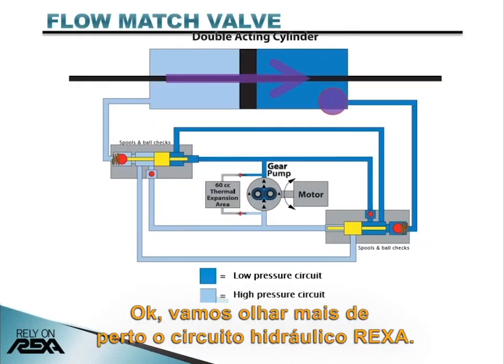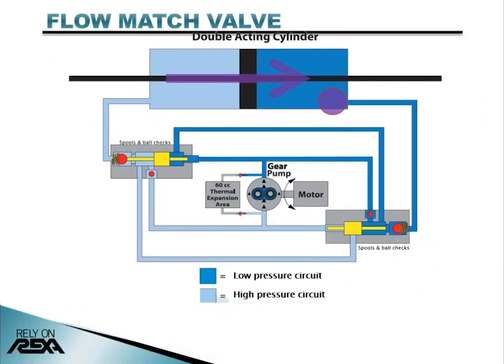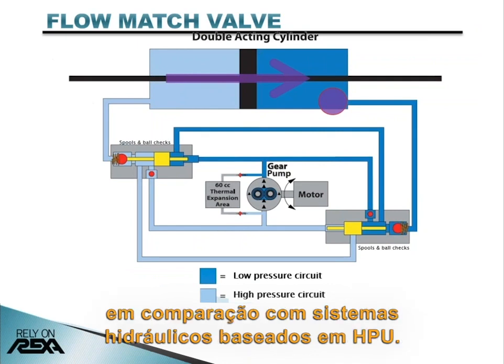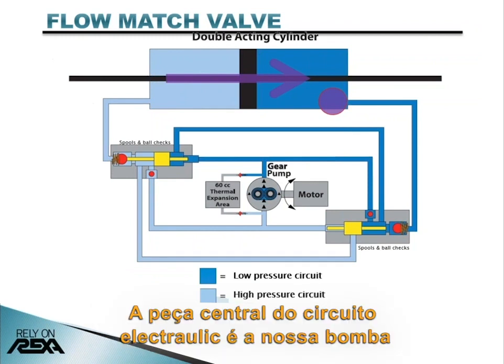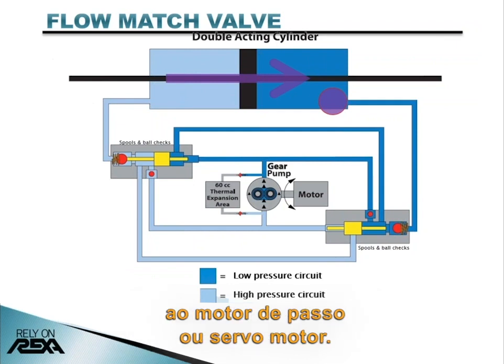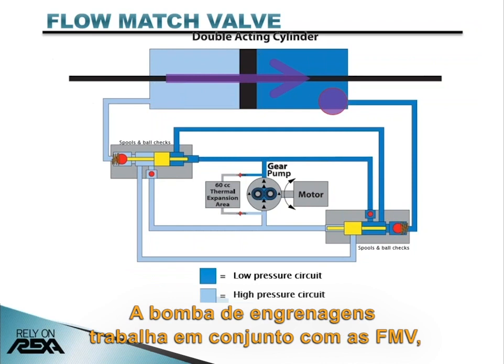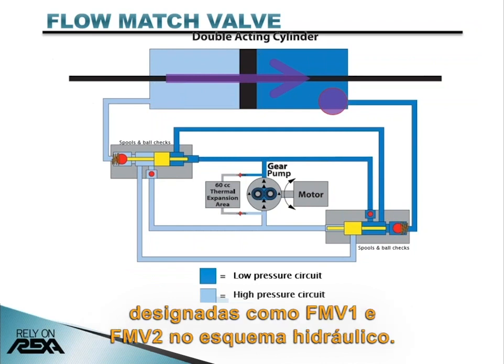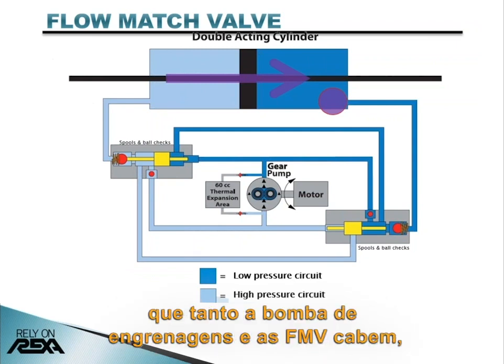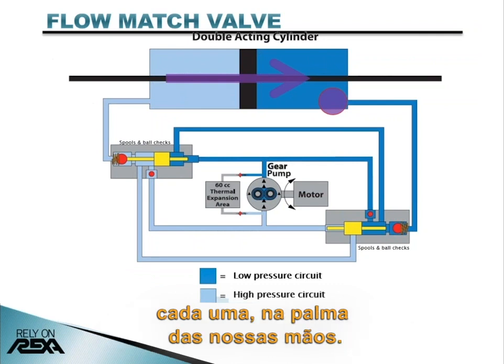Okay, let's take a closer look at the REXA hydraulic circuit. This is the real area of differentiation with our technology in comparison to HPU-based electrohydraulic systems. The centerpiece of the electraulic circuit is our bidirectional gear pump, which is coupled to the REXA brushless motor. The gear pump works in conjunction with the flow match valve, which is designated as FMV1 and FMV2 on the schematic. It is important to note, from a size perspective, the flow match valve and the gear pump can each be held in the palm of your hand.